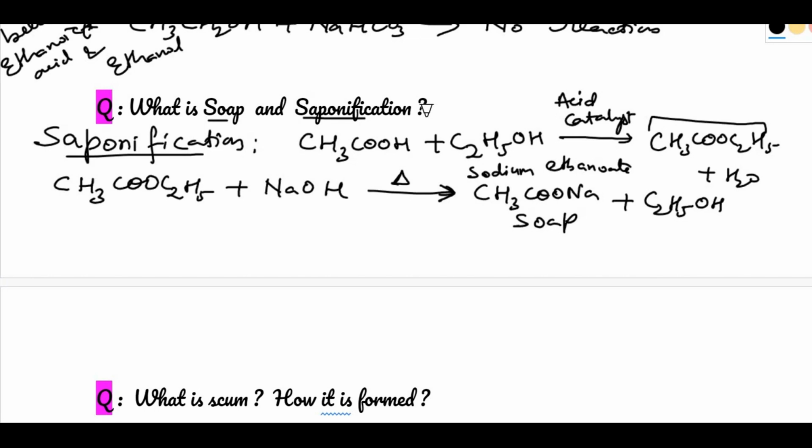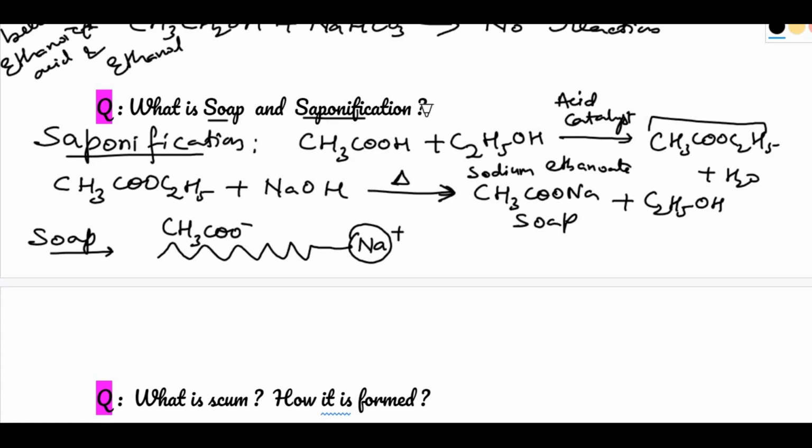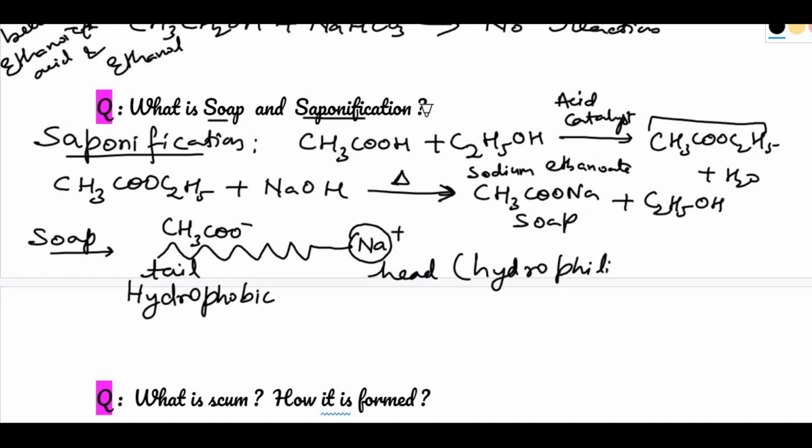Now, what is a soap? Soap is a molecule. How does the molecule of soap look? The molecule of soap looks like this. It will have a tail and a head. The head is actually the sodium ion, the positive one. The tail is actually the ethanoate, that is CH3COO negative. This is how the soap molecule looks. The tail is hydrophobic, which means water hating, and the head is hydrophilic, which means water loving.